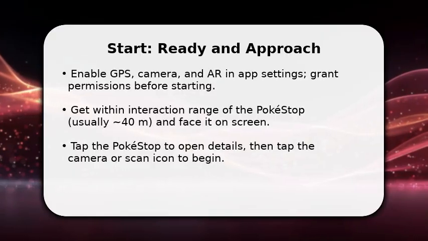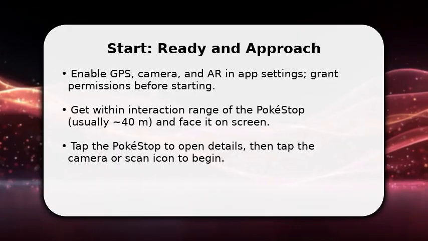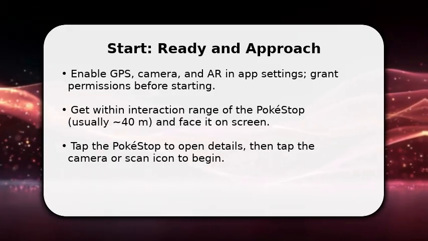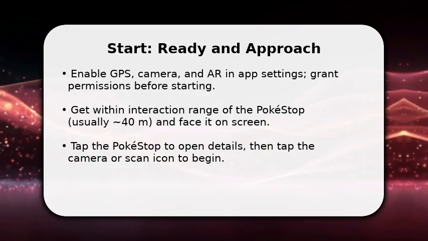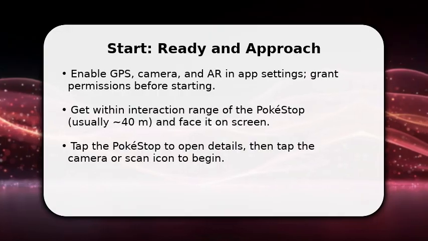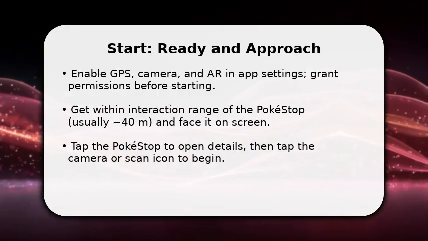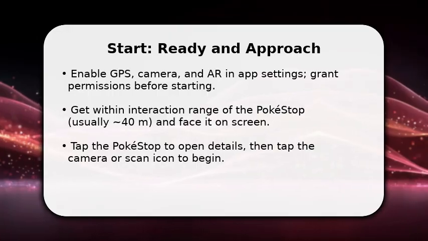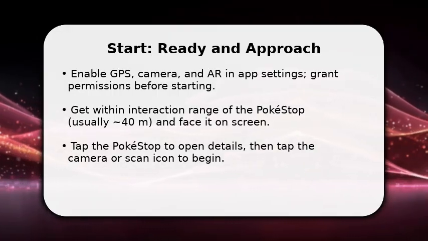You begin by confirming location and camera access so the app can record the environment. This matters because scans need accurate position and visuals. Once done, move within the stop's interaction radius and open the Pokestop details. You'll see a camera or scan button. Tap that to start the scan process.